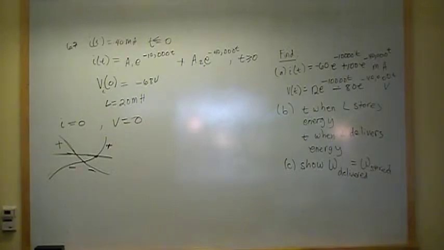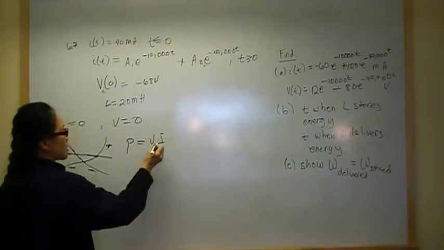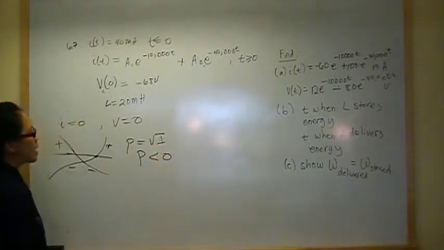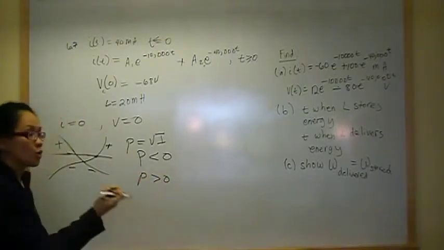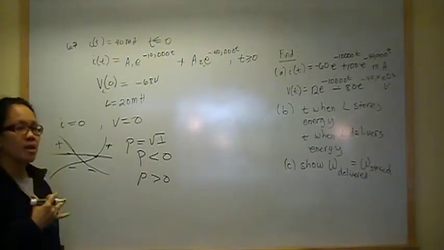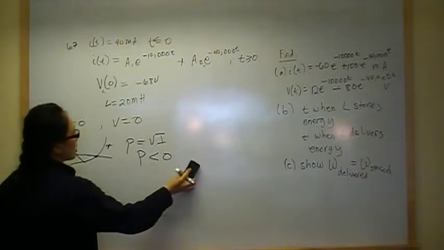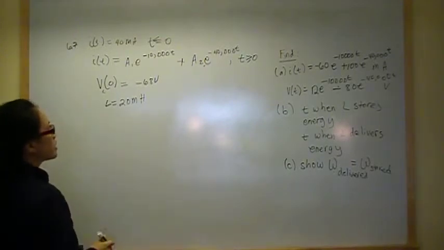Now, why do I want to know that? Because P is equal to VI. I need to find the signs, because when P is negative, I am delivering energy to the circuit. Where P is positive, the inductor is absorbing energy from the circuit. So that's why we need to find the signs of V and I. And to do that, we need to do a little bit of calculus.